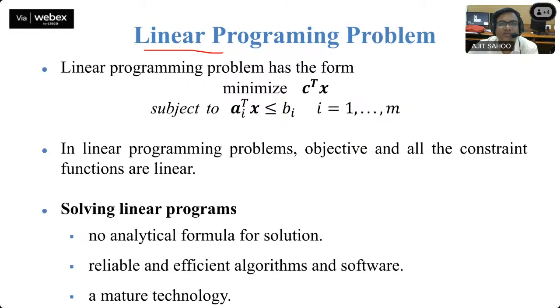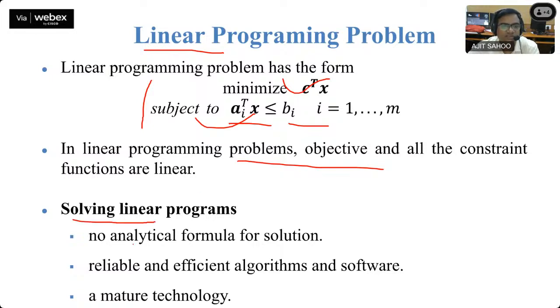Then the next one is the linear programming problem. The linear programming problem is in this format: minimize c transpose x such that a_i transpose x is less than or equal to b_i. So you see here the function as well as the constraints are linear functions.